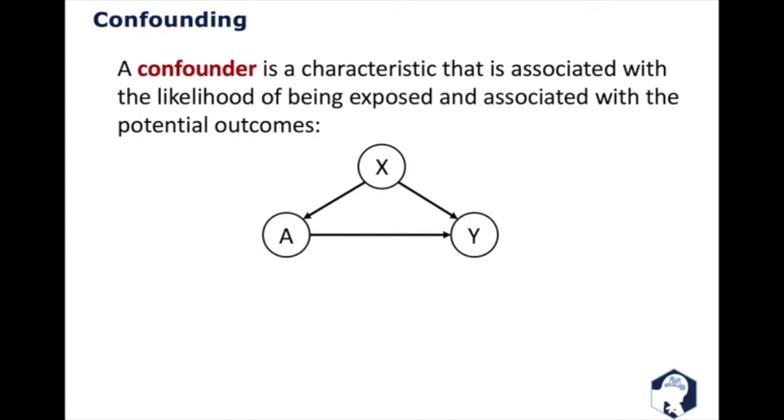And that leads us to formalizing this with the definition of a confounder. So a confounder is a characteristic that is associated with the likelihood of being exposed and associated with the potential outcomes. So we have this diagram here where we have the effect of the exposure A on the outcome Y, and it's confounded by this variable or set of variables X that both affect A and Y.